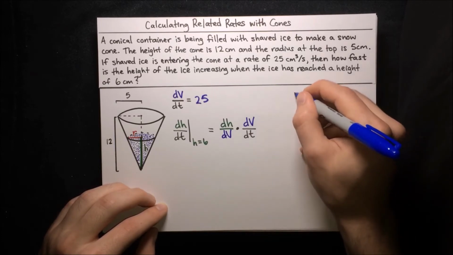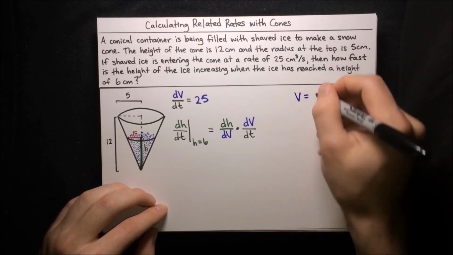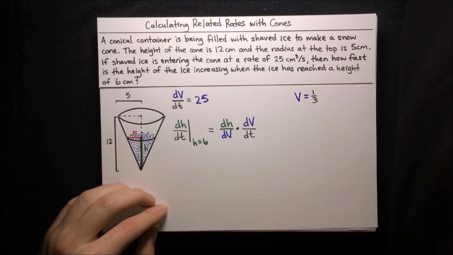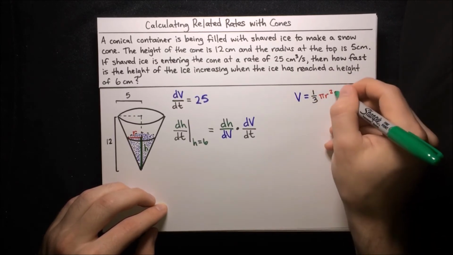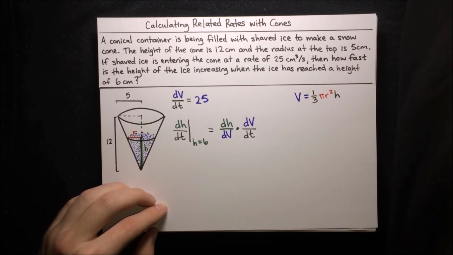For a cone, V, the volume, is equal to 1/3 times the base area, which is pi r squared, times the height, which is h. But we just want an equation relating V and h. We don't want the r in the equation. So is there any way that we can get rid of the r? Can we write r in terms of h? Well, yes, we can. We can do that using similar triangles.